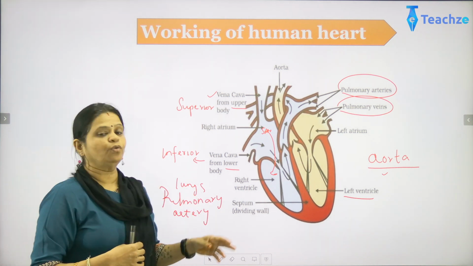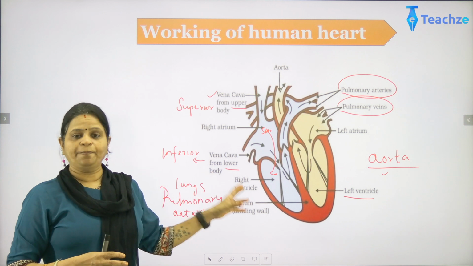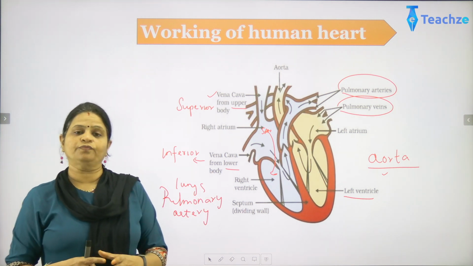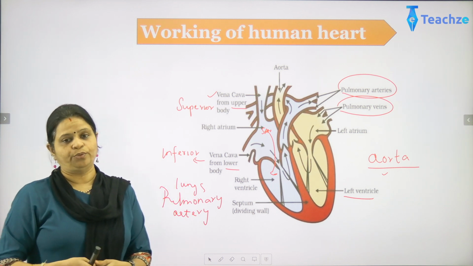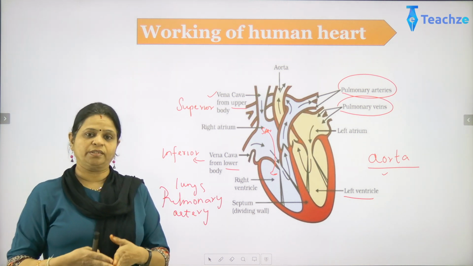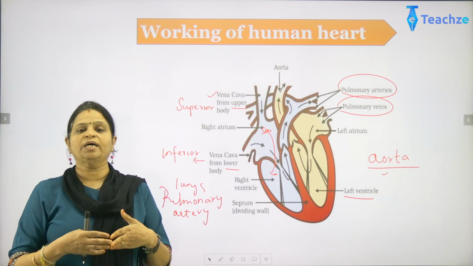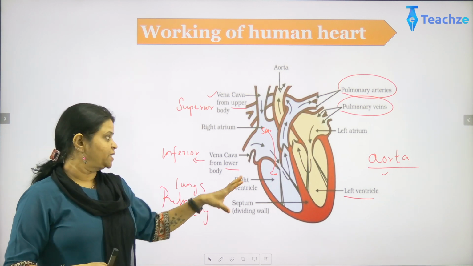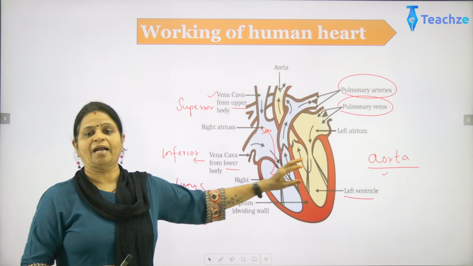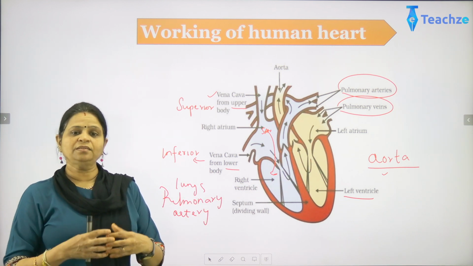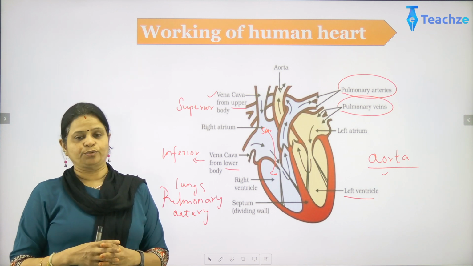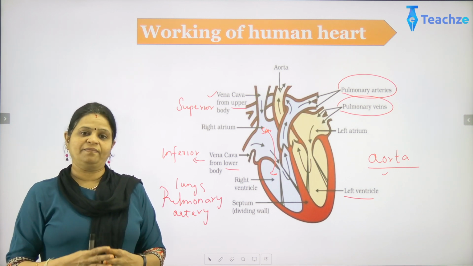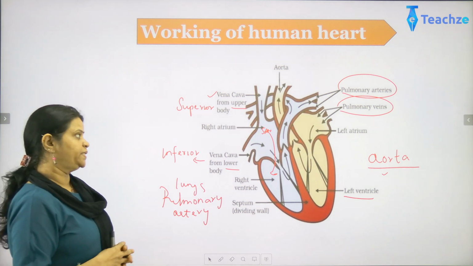Now the second sound, what we call the dub sound, is heard by means of the closing of the semilunar valves. Now, where did we study the semilunar valves? In the previous session, we talked about this. The semilunar valves are present at the junction of the pulmonary artery and the aorta. So, when the blood moves out of these blood vessels and then the valves close, that will be the area where the second sound is heard, that is the dub sound.